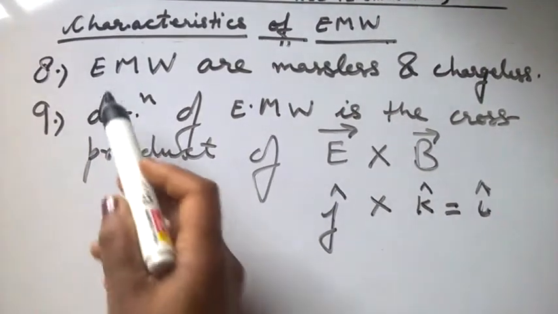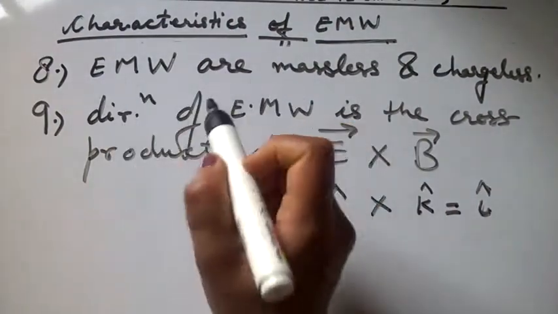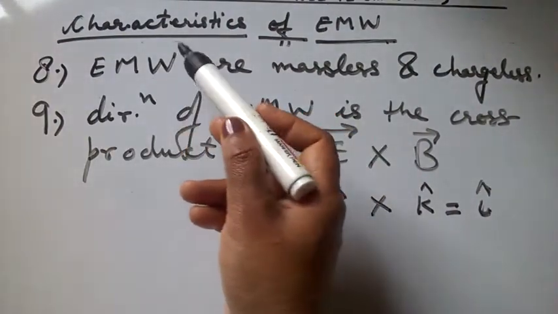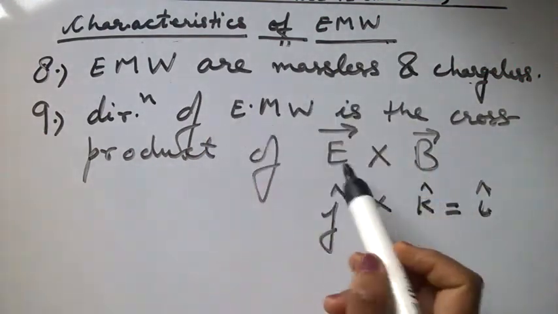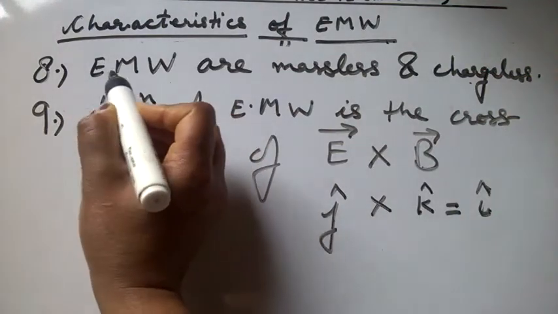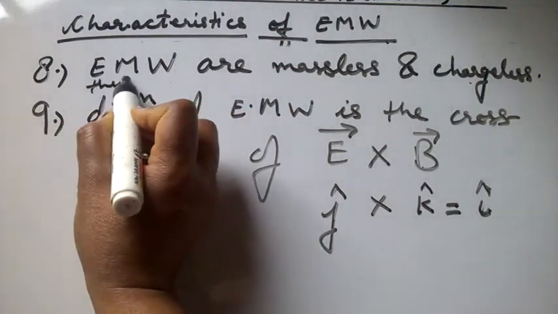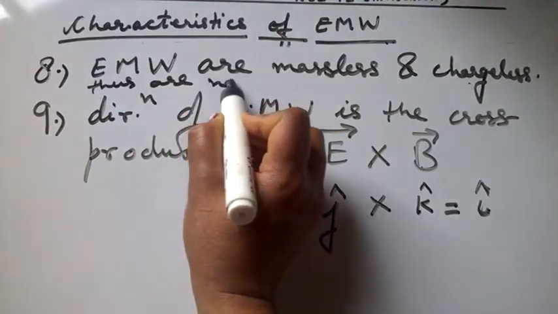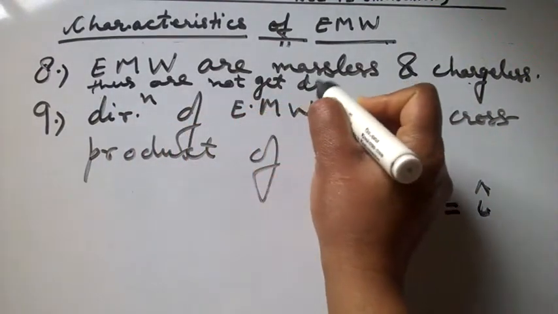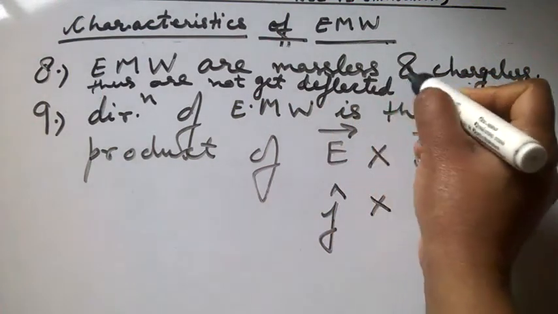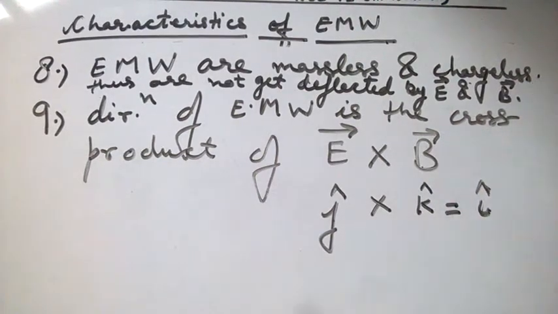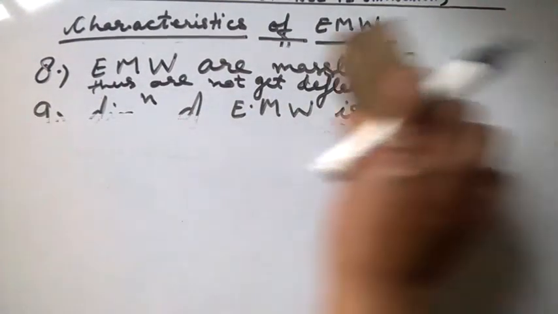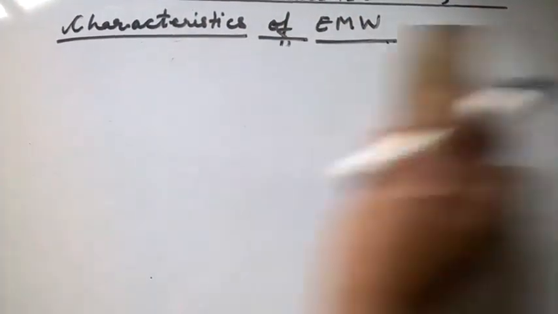In this point number 8, we can also add one more point: as these waves are massless and chargeless, they do not get deflected by the electric field and magnetic field. So here we can add that they are not deflected by E and B. Now another characteristic is one which is useful mainly for numerical purposes.